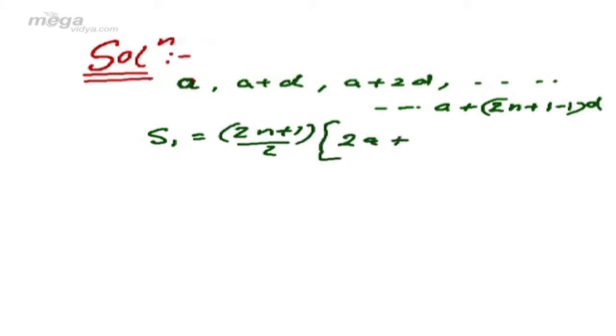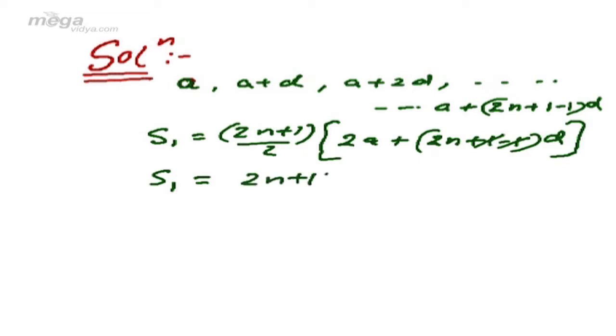Because of this, the sum of these terms is that S1, and this is equal to (2n + 1) / 2, because you know the formula is n/2 [2a + (n - 1)d]. It means (2n + 1 - 1) times, then 1 and 1 get cancelled. We get S1 is equal to (2n + 1) times, here this is 2nd and this is 2a. Now you can take 2 common, it gets cancelled by this, we get a + nd. This is the value of S1.